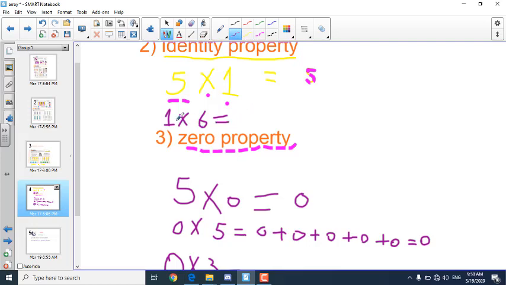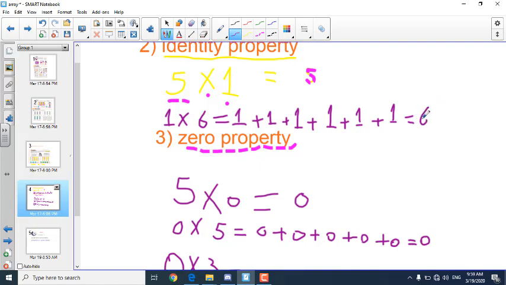For example here 1 times 6, I will repeat 1 6 times. 1 plus 1 plus 1 plus 1 plus 1 plus 1, so the result will be 6.